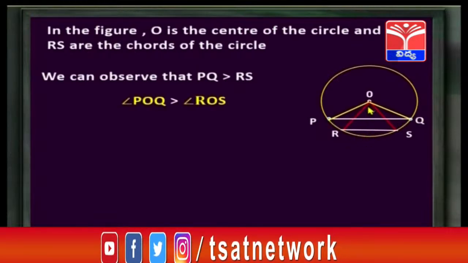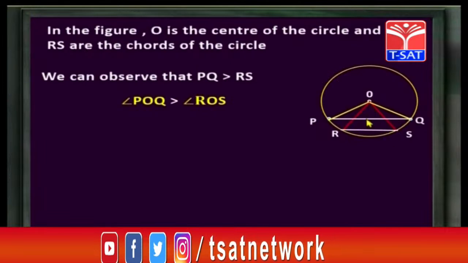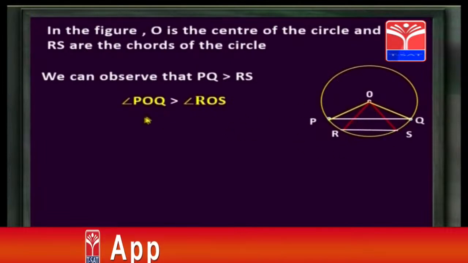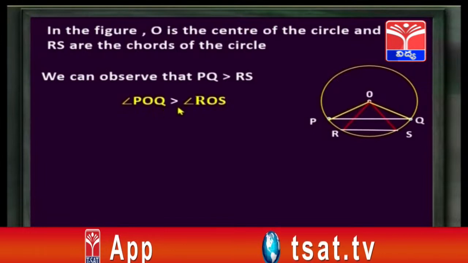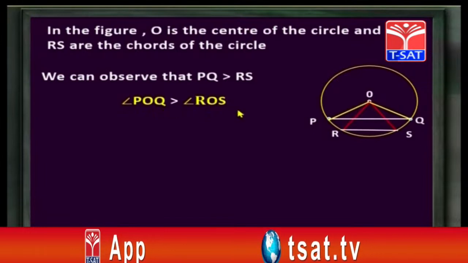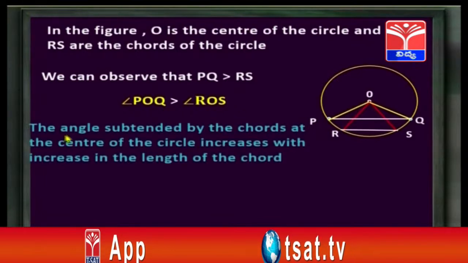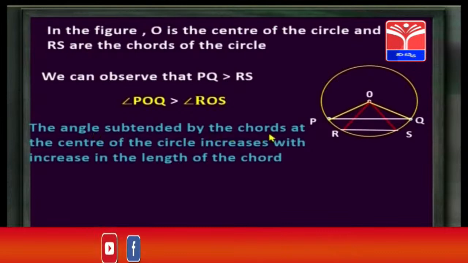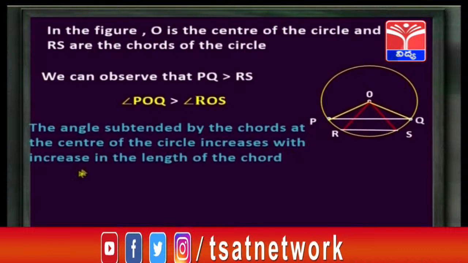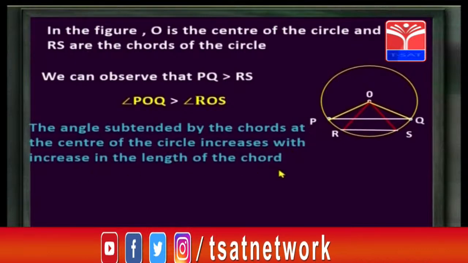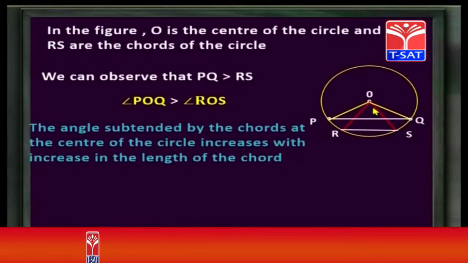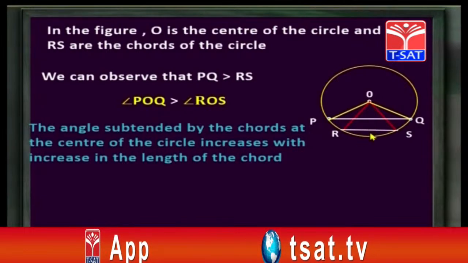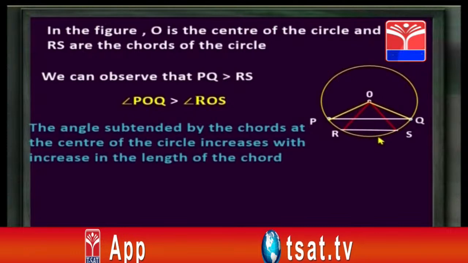Then what happens? The angles also will have the same relation, that is, angle POQ is greater than angle ROS. So, what we can say is the angle subtended by the chords at the center of the circle increases with increase in the length of the chord. That means if the length of the chord increases, the angle also increases. If the length of the chord decreases, the angle also decreases.